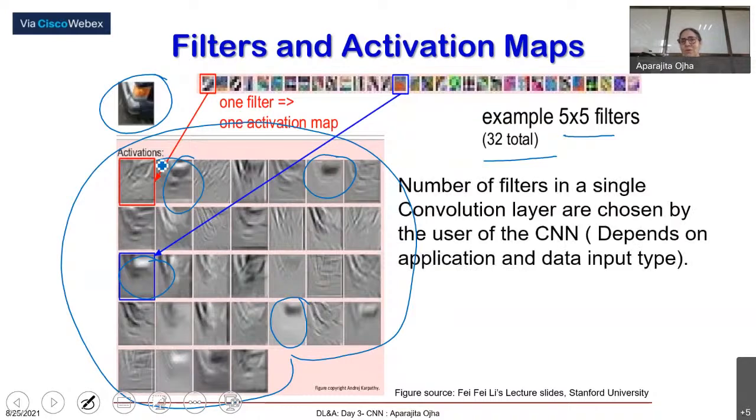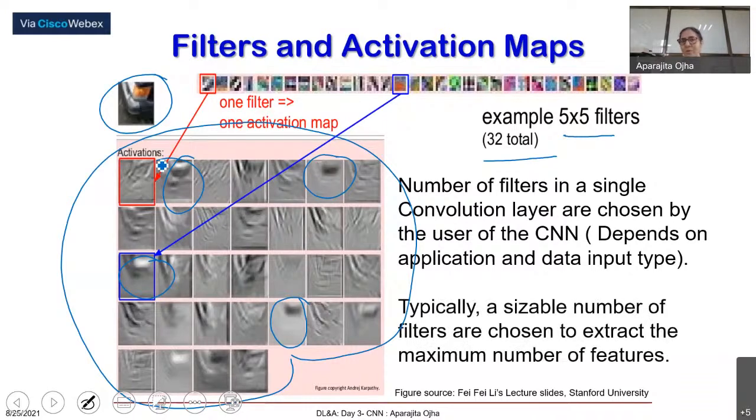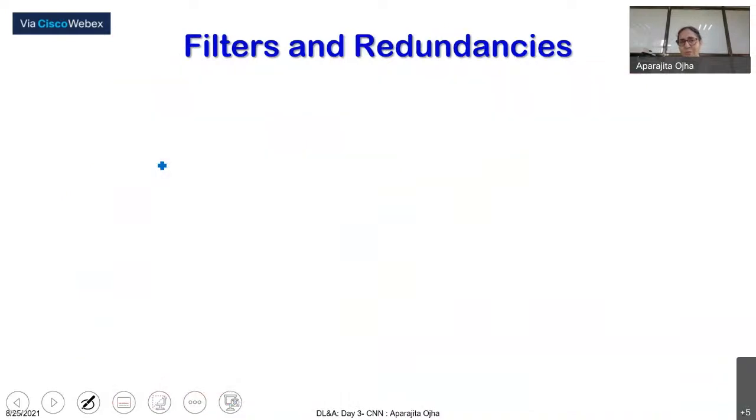So the number of filters in a single convolution layer is chosen by the user of the CNN. It depends on the application and the data input type. You must be thinking how many filters should we choose? That depends on the application. If the data has high entropy, it has variety, then in that case, you should choose a large number of filters. So typically, a sizable number of filters are chosen to extract the maximum number of features so that we don't miss out any features of the image, right? Any patterns which exist in the image must be detected.